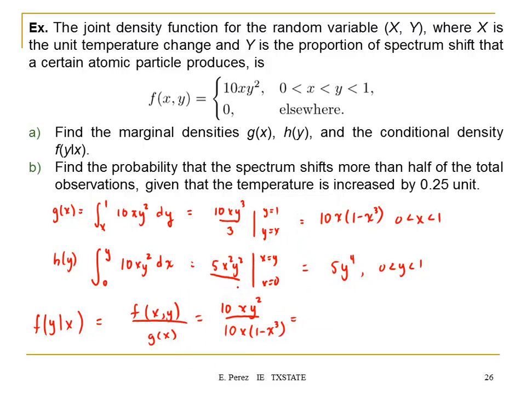Okay, so we have 10, do you know where this is coming from? 10xy squared, right? This is the joint, and this is the marginal for x. So we can cancel these terms. This is y squared divided by, yeah, you're right. Sorry, my math is not right at that point. Yeah, but this is the right answer.